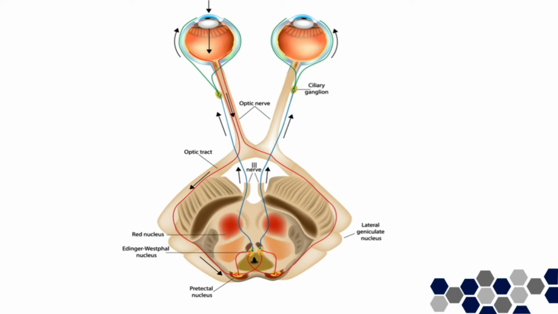Both pretectal nuclei receive input from both eyes. In addition, each pretectal nucleus sends axons to both Edinger-Westphal nuclei. Essentially, the eyes are connected, and that's why when you direct light into one eye, it causes a bilateral pupillary response known as the direct and consensual response. The fibers then leave the Edinger-Westphal nucleus to travel along the third cranial nerve to reach the ciliary ganglion within the orbit. Finally, postganglionic fibers will travel to the pupil.